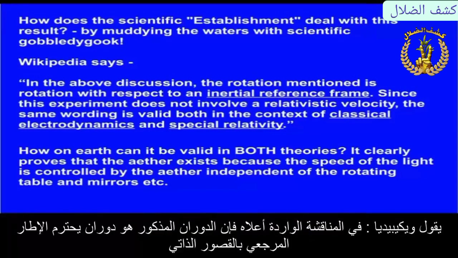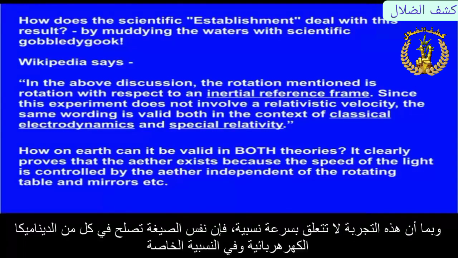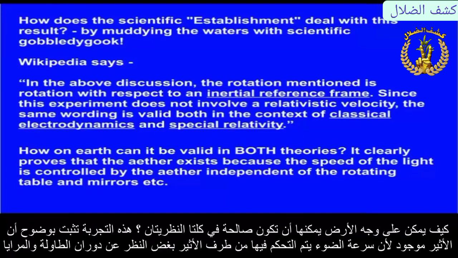Wikipedia says, in the above discussion, the rotation mentioned is a rotation with respect to an inertial reference frame. Since this experiment does not involve a relativistic velocity, the same wording is valid both in the context of classical electrodynamics and special relativity. How on earth can it be valid in both theories? It clearly proves that the ether exists because the speed of the light is controlled by the ether, independent of the rotating table and mirrors.